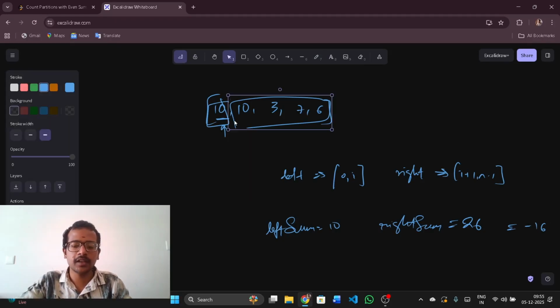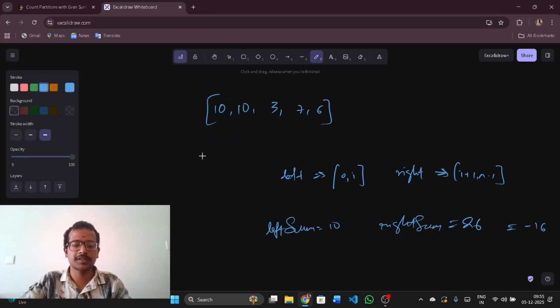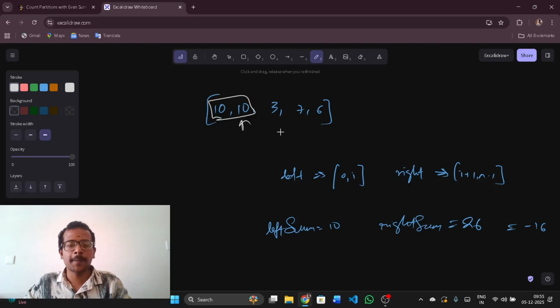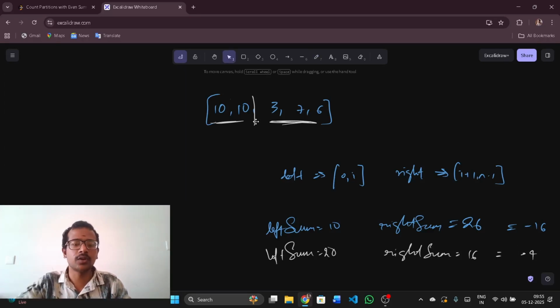Now let us take the next i value, which is 1. Now I take the left subarray, 10 plus 10, so left sum is equal to 20. And what about the right sum? Right sum is equal to 3 plus 7, 10, plus 6, 16. So 20 minus 16 is 4. This is also even. So the count is 2 now.